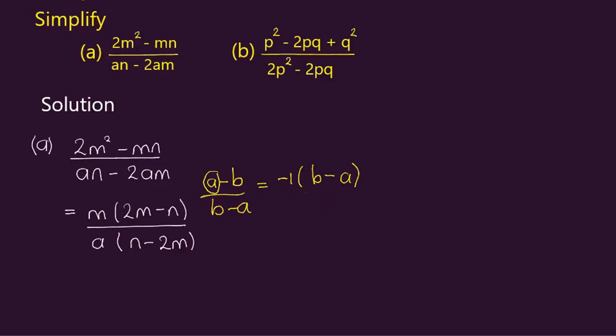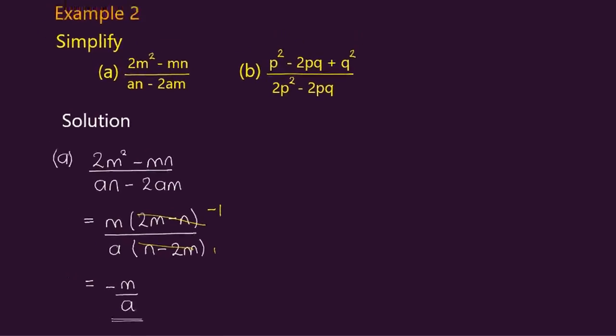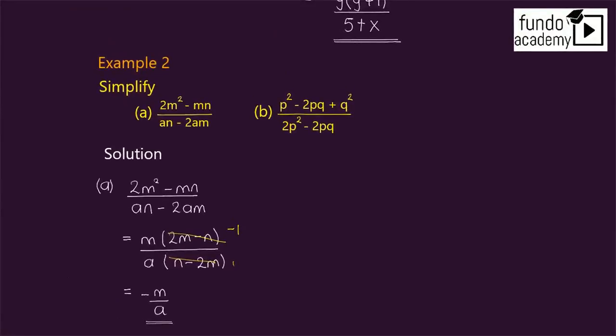Alright, so with this one that we have, where we have 2m minus n divided by n minus 2m, it is the same form again. If we divide 2m minus n into n minus 2m, what we're going to get is -1, right? So that means our solution will come out as minus m over a. That's the answer. That's the solution to part A. Very, very important things here in this question.